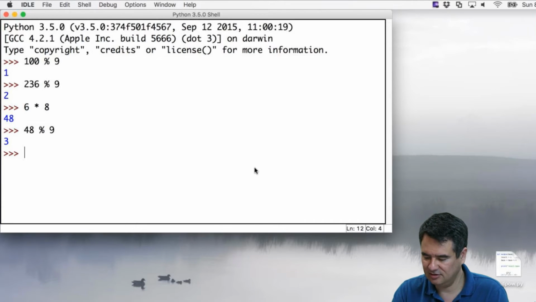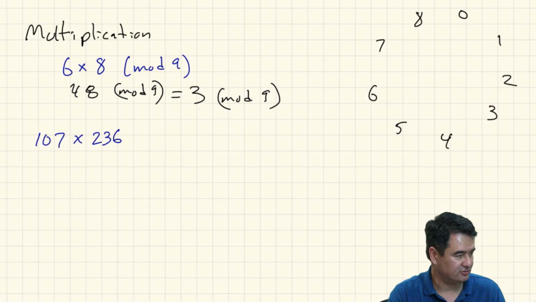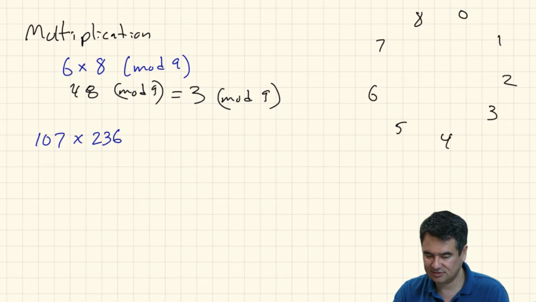Let's say we did 100 times 236. Actually, let's pick some different numbers. How about instead of 100, we do something like 107? Okay, 107 times 236.